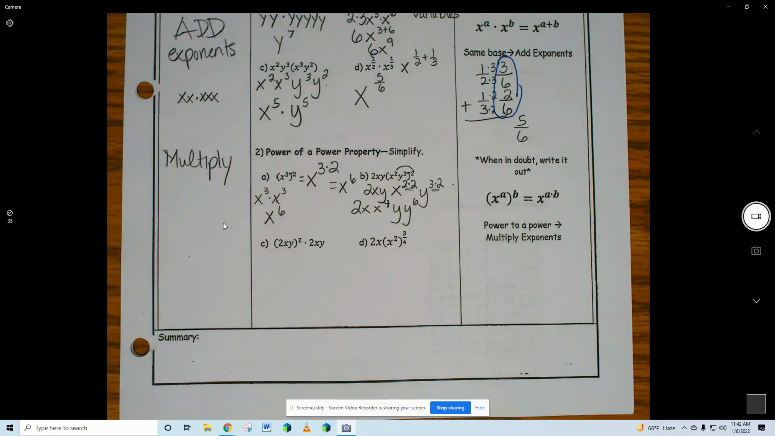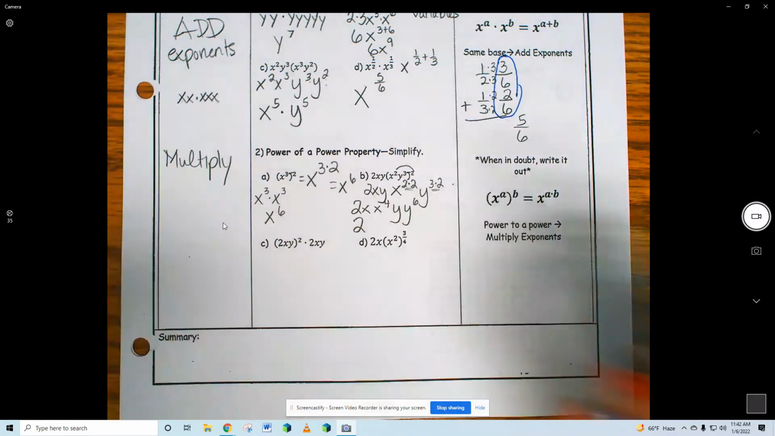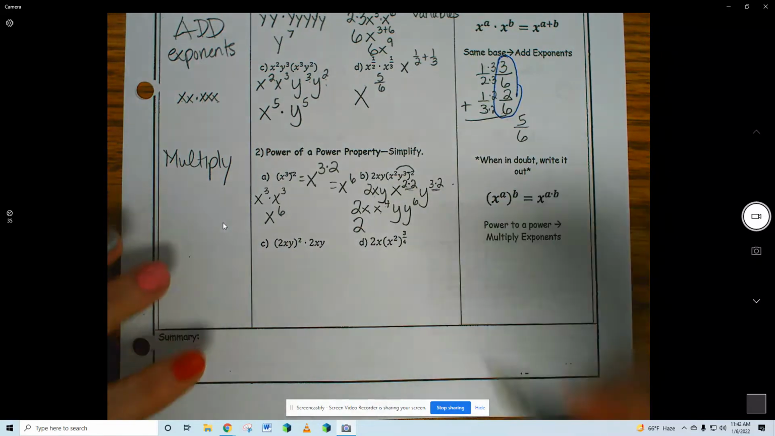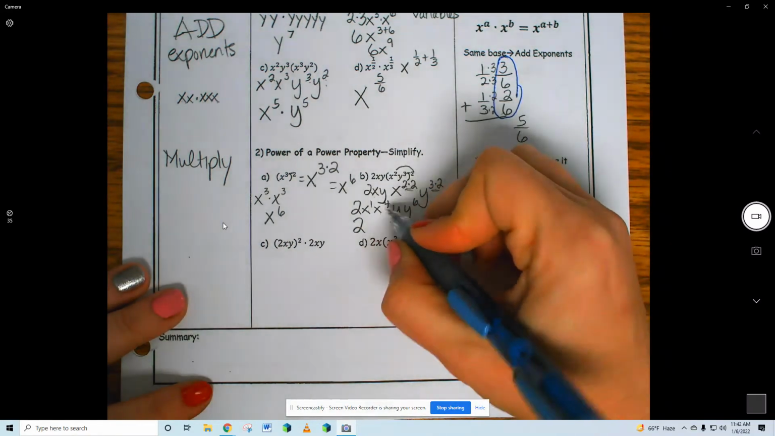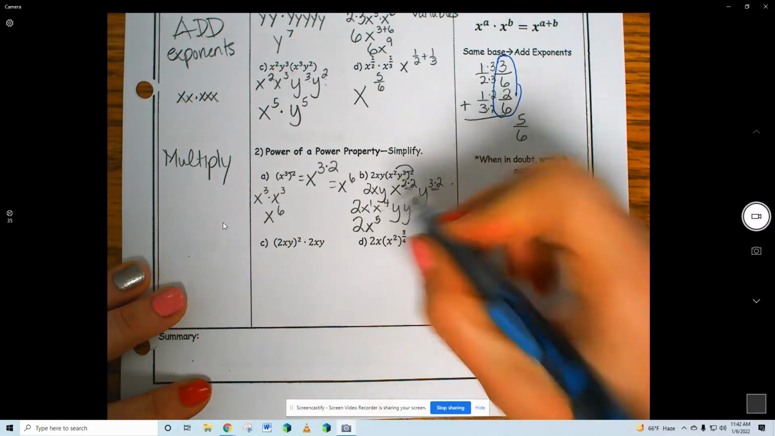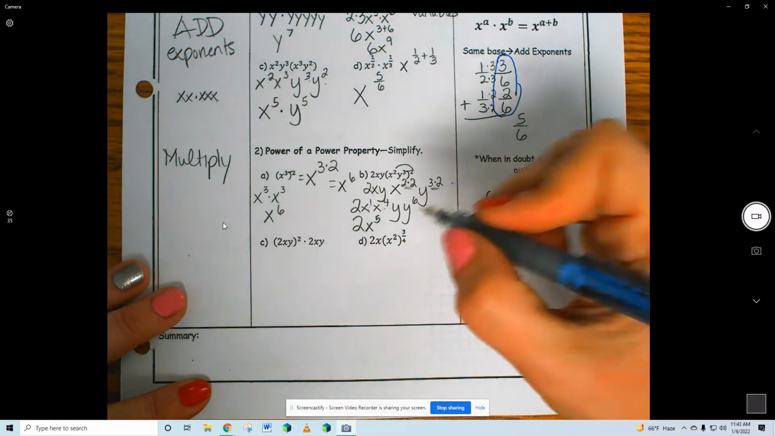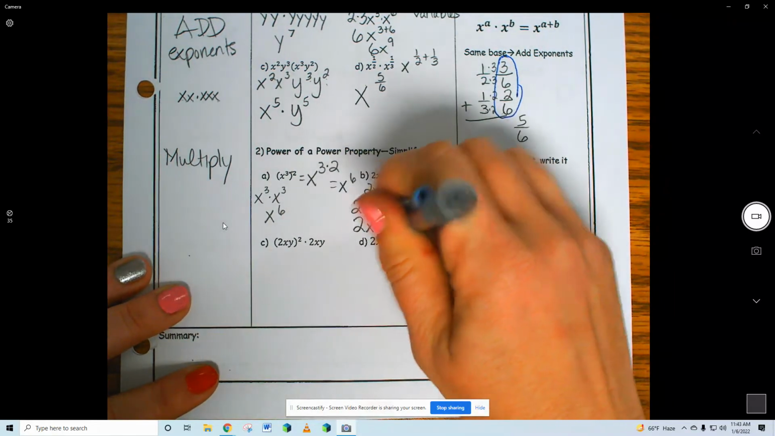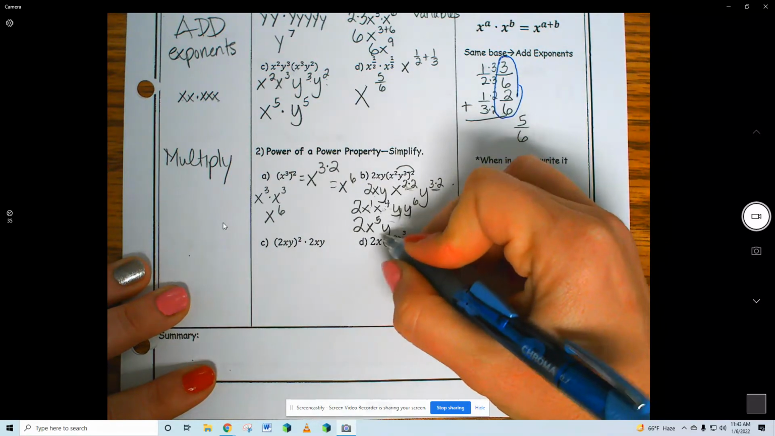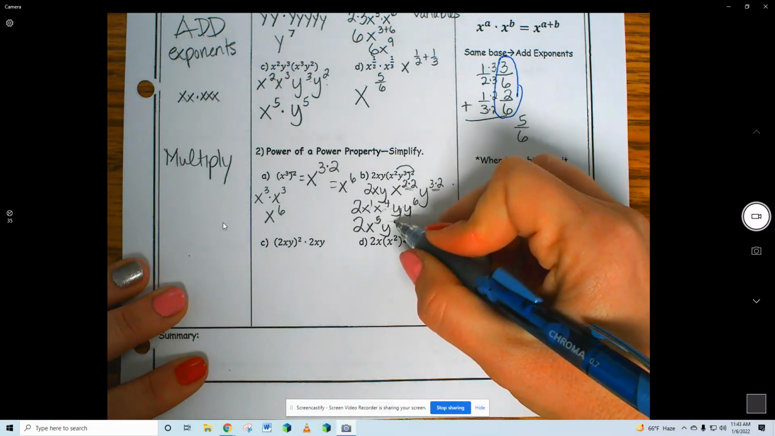Now, put things together. 2 stays alone. X and then x to the 4th. So what? No, not 5x. X to the 1 here and 4 here. How many does that make total? X to the 5th. 1 of them here and 4 of them there. And then my y's are super long. Hold on. Y to the, there's 1 here and there's 6 there. Together, how many is that? Y to the 7th.